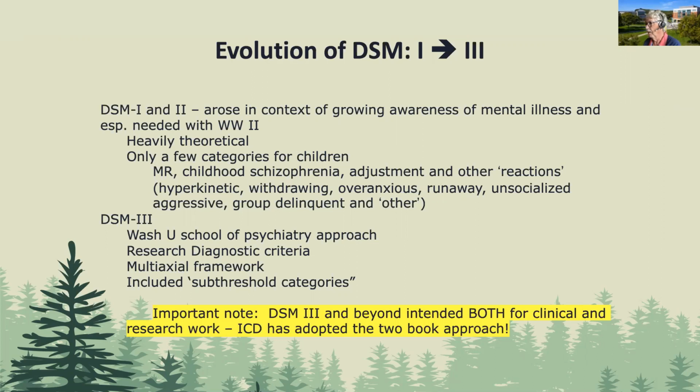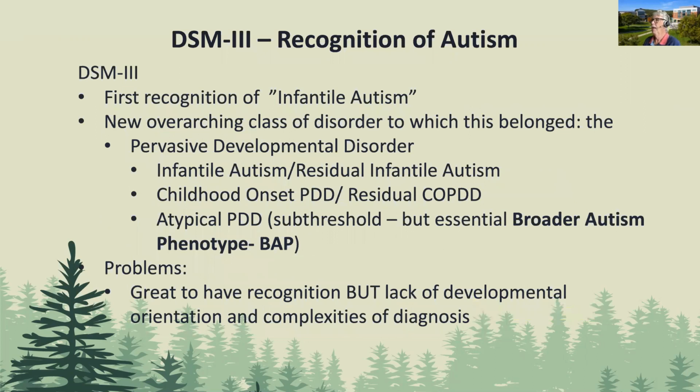Now, it's important to note here that DSM-3 and beyond are intended for clinical and research work. ICD has adopted a different approach. It has one book for research diagnostic criteria and one book for clinical descriptions. DSM-3 was the first to recognize in the DSMs that infantile autism is a category. It indeed recognized it as infantile autism. It coined a new term, the pervasive developmental disorders, and it put autism in that class.